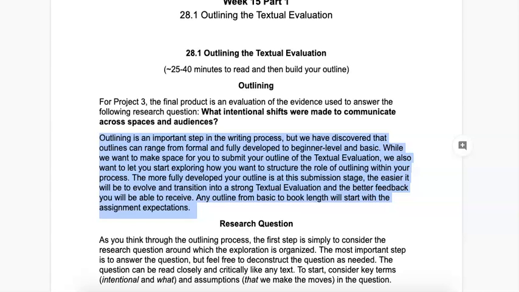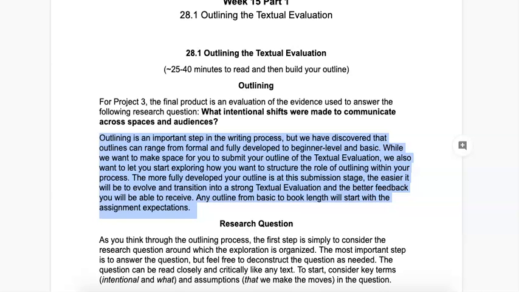While we want to make space for you to submit your outline of the textual evaluation, we also want to let you start exploring how you want to structure the role of outlining within your process. The more fully developed your outline is at this submission stage, the easier it will be to evolve and transition into a strong textual evaluation, and the better feedback you will be able to receive.